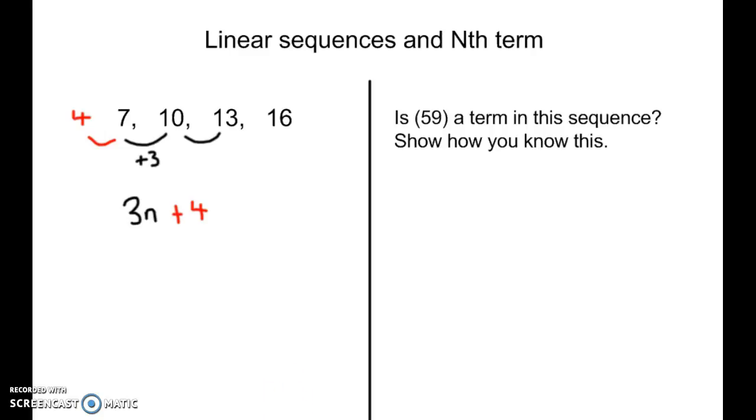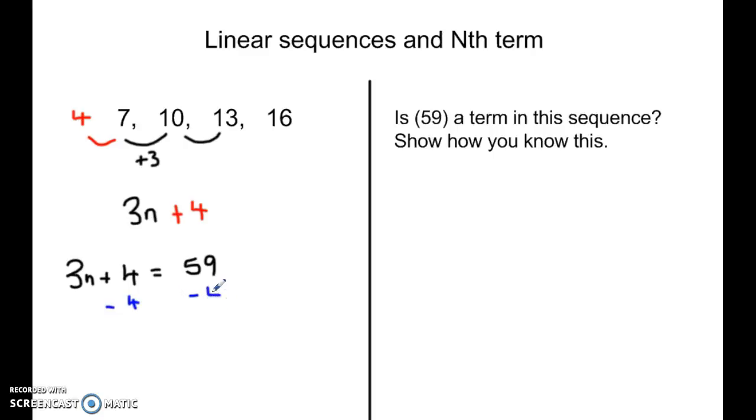So to find out if 59 is in this sequence, we take our expression and we make it equal, so we make an equation using the value we've been given in the question, and then we try and solve the equation. So if you are on top of solving linear equations, that's good. I have got a video on this, and lots of other math teachers have got videos on this, so I'm not going to go into too much detail here.